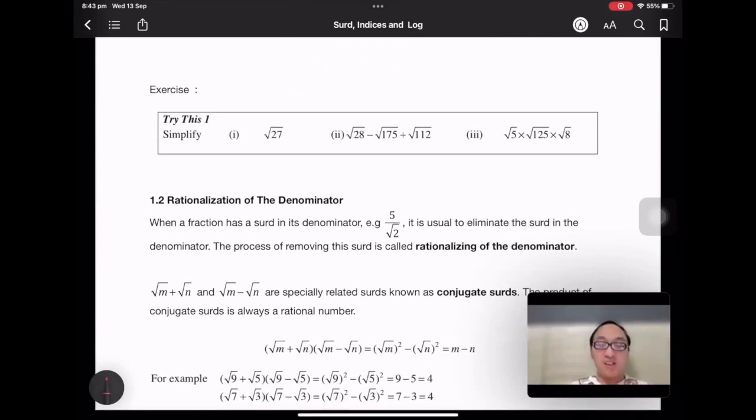This is the exercise you can try for your practice. And you can check your answer using the calculator.